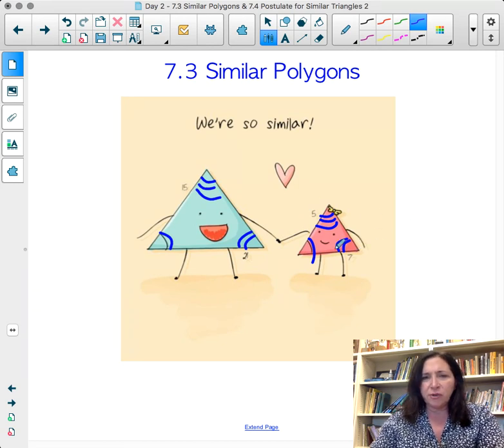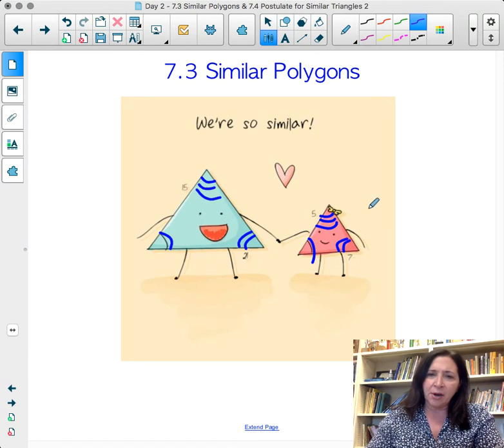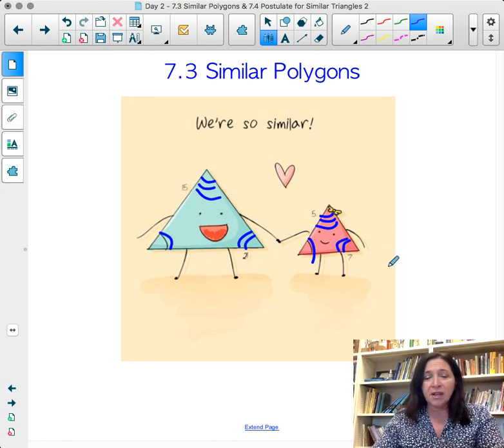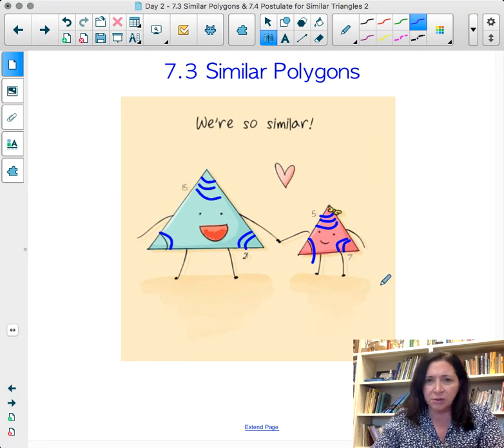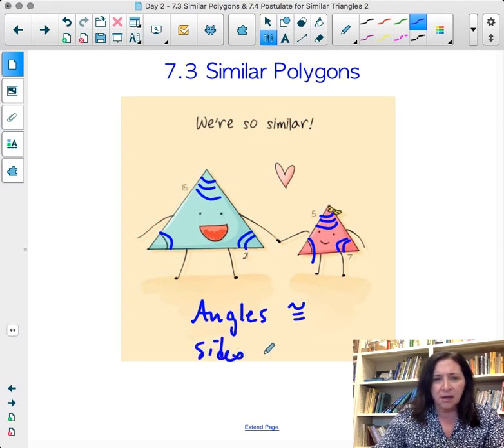So for two triangles to be similar, they do need to have angles that are the same value. Now the sides do not have to be the same value. Sides are going to be what we call proportional, but the angles are going to be congruent. So that's kind of important. The angles are congruent, but the sides are proportional. Okay, so you should write that down.